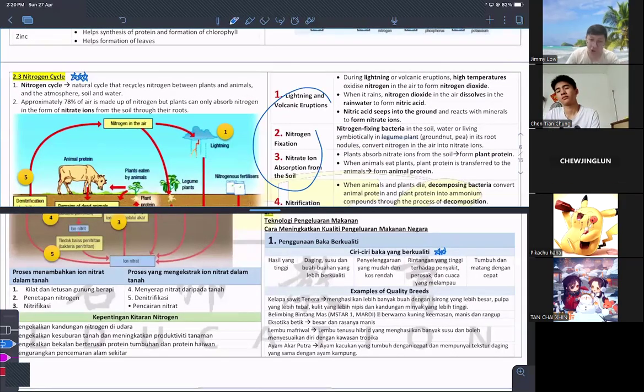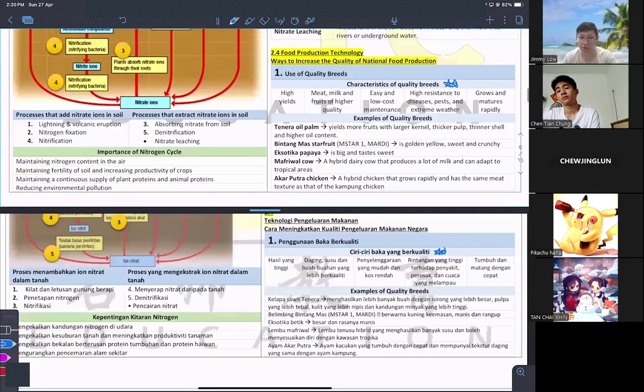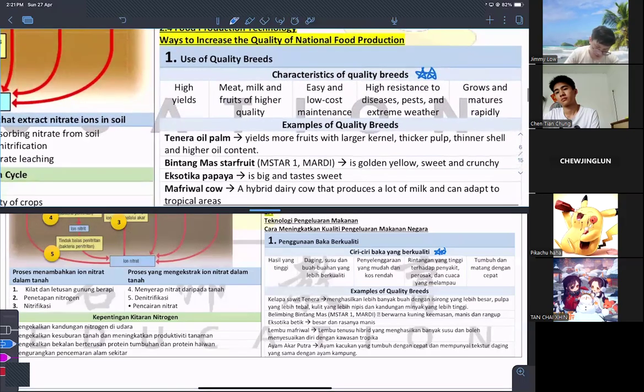But the question will ask you the importance of the nitrogen cycle, and based on your common sense, you answer. You balance the oxygen content, you balance the atmospheric content, you reduce environmental pollution, you make sure the plants can grow healthy. Common sense.